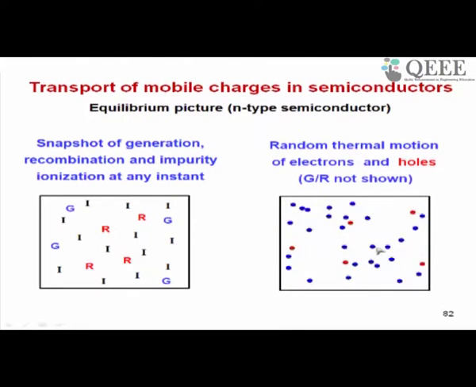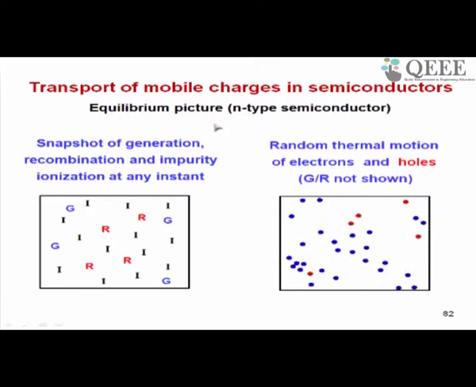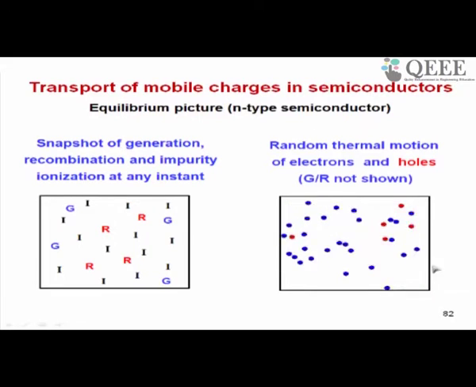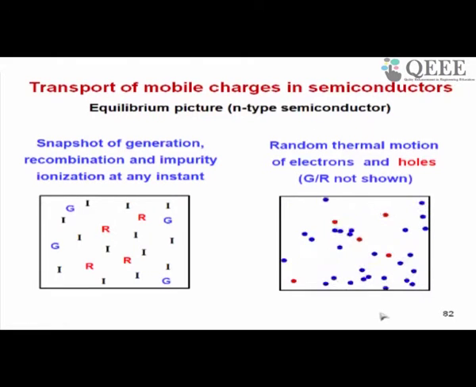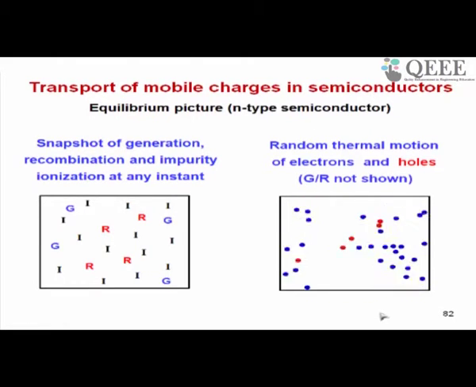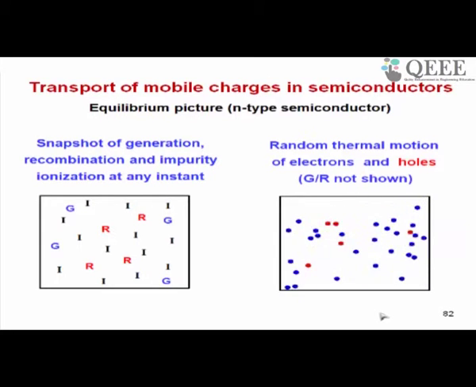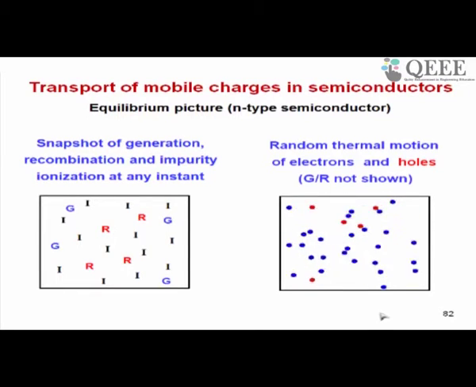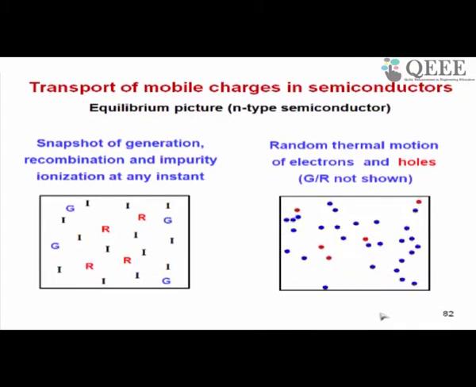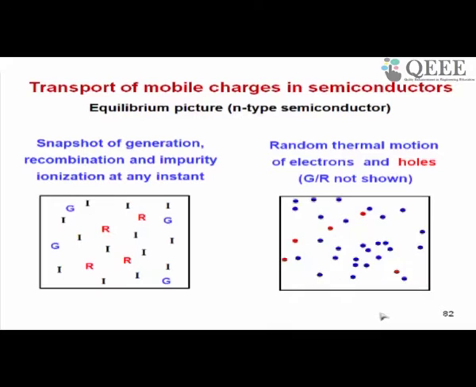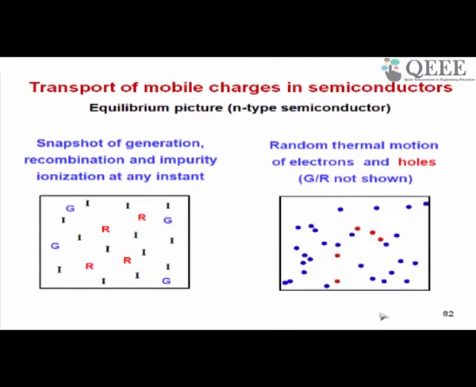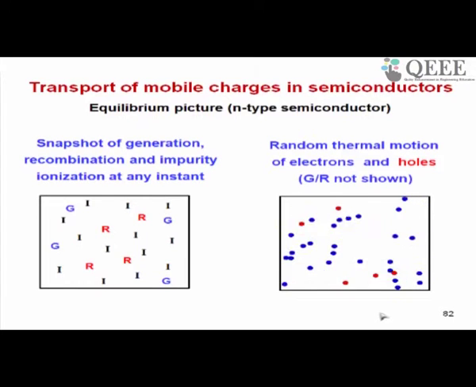So the number of holes is less than the number of electrons because it is an N-type semiconductor, right? We are talking about an N-type semiconductor. So electrons and holes move about like dust particles in air. This is the random motion, right? Now when you have an electric field, or potential gradient, or a hole and electron concentration gradient, then a directed motion will be superimposed on this.